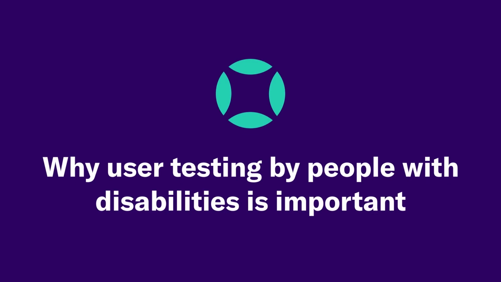Title: Why user testing by people with disabilities is important. A stylized web browser appears with an accessibility symbol in the bottom right corner. Four user icons pop up around it and hover.